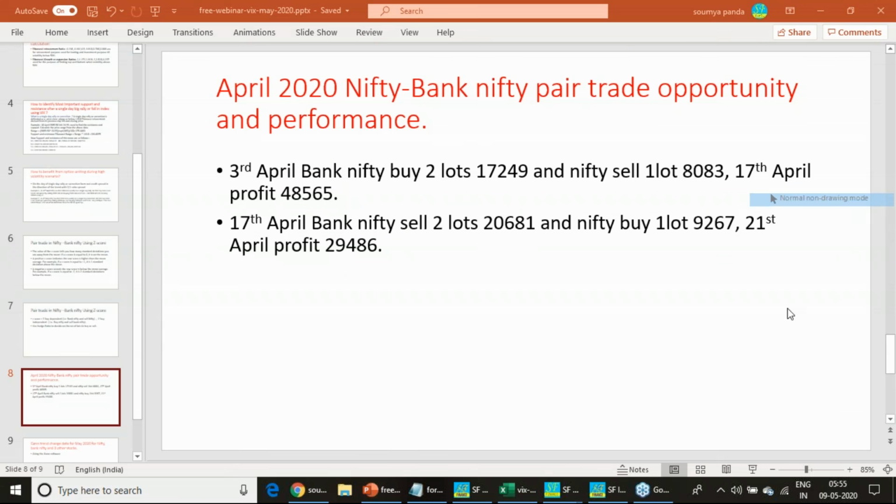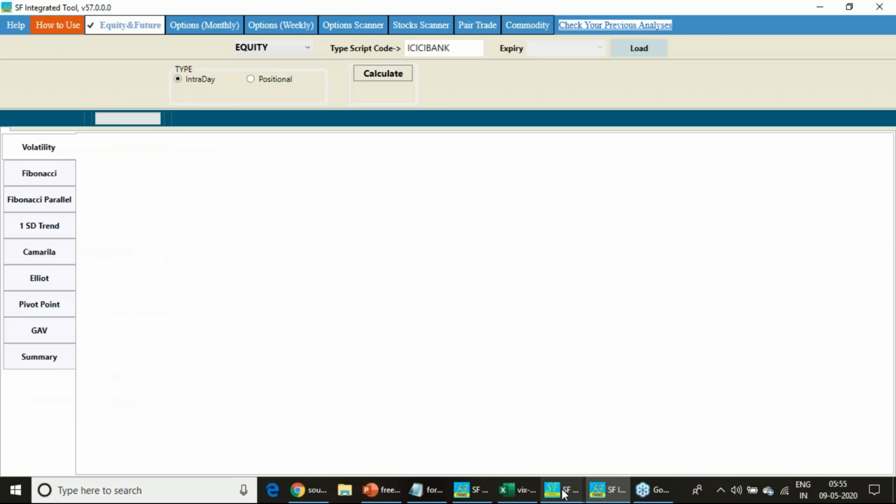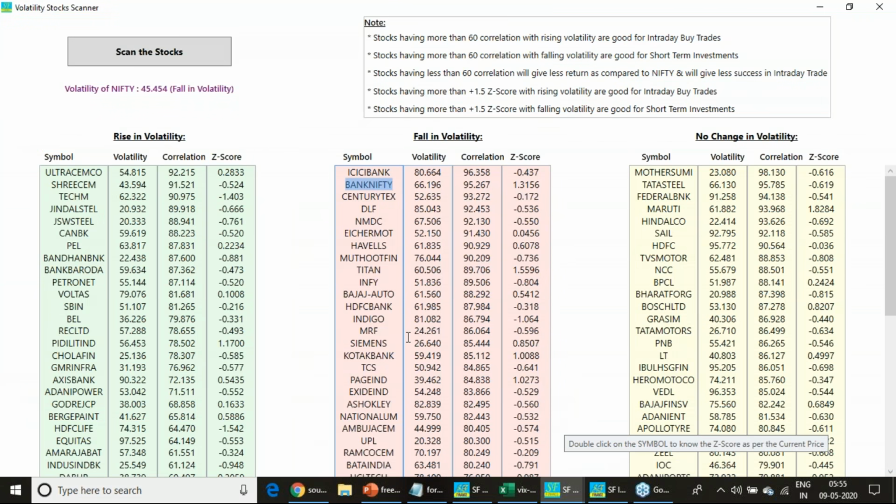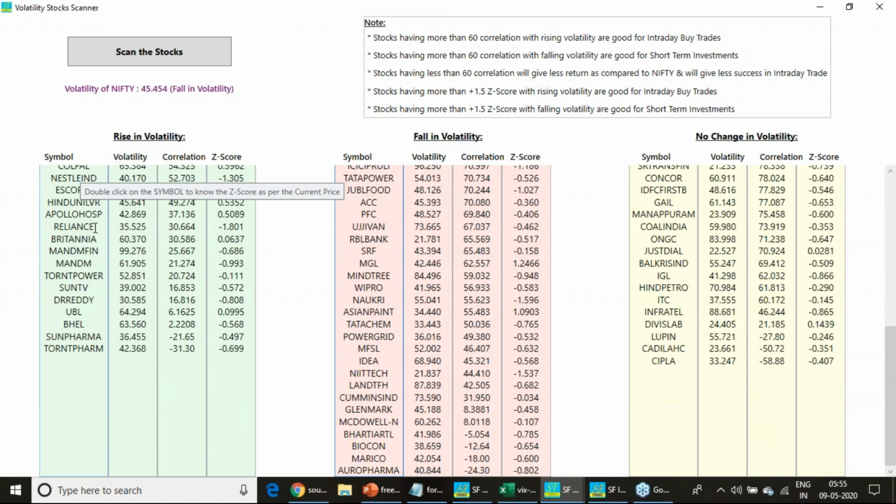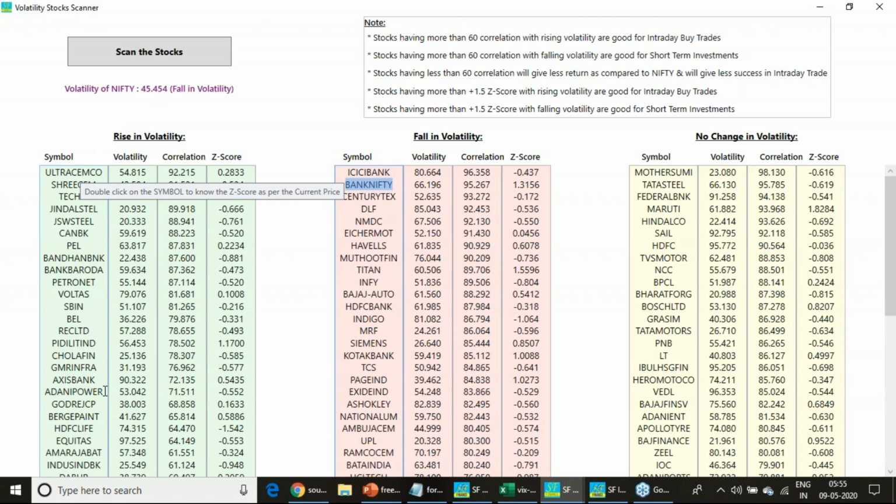And we also have a very good, wonderful software. It scans the stocks based on their volatility ranking. It keeps the stocks into one group. These are the stocks it scans on a real-time basis, giving you the volatility, rise behavior, falling behavior, no change behavior, their correlation, Z score, everything comes here.